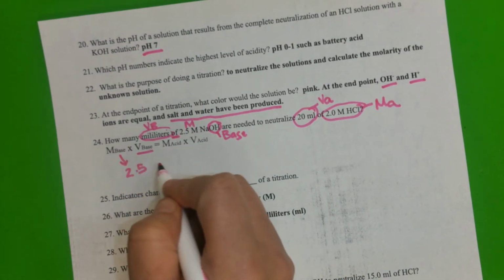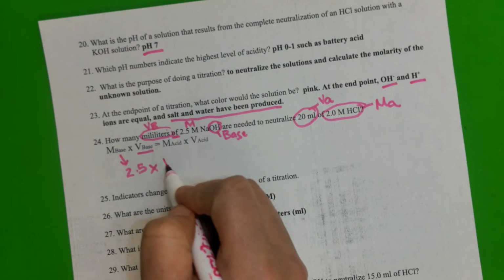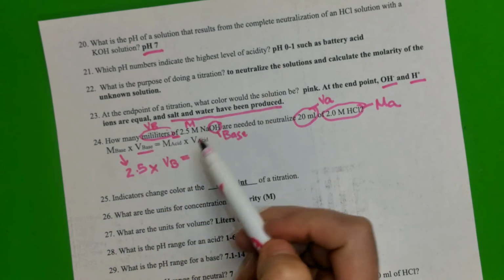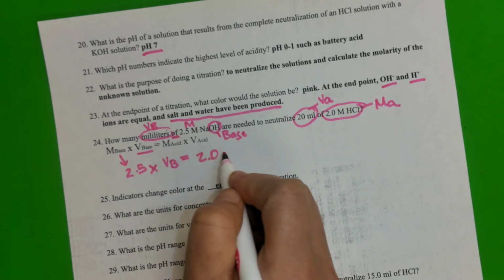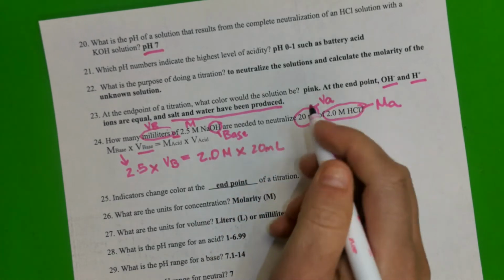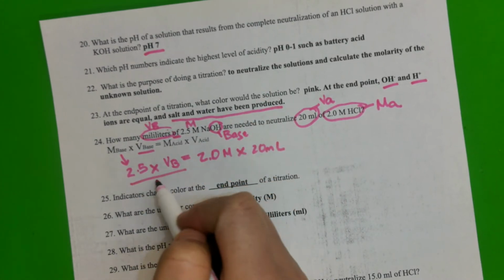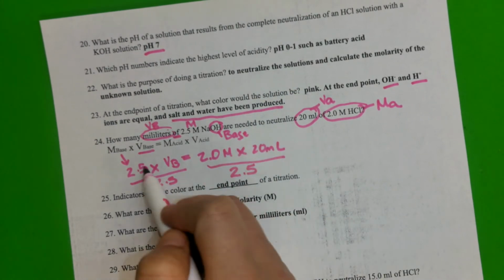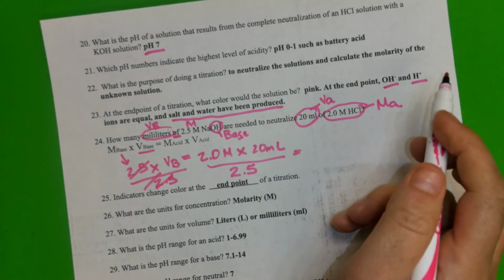All I'm doing is plugging it in, and then you multiply by the V base. We don't know the V base, so that's the one we're trying to solve, so we have to isolate it. That equals the M acid, which would be 2.0, times the volume, 20 milliliters. We need to isolate this. They're multiplying, so we need to do division. 2.5, you do the same thing to the other side, you cancel it once you move it to the other side, and then you're ready to calculate.